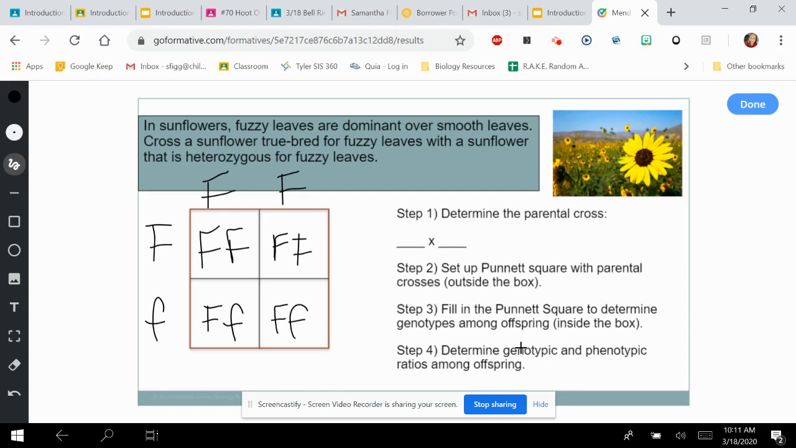So when we talk genotypes and phenotypes, you have 2 different genotypes. You have the homozygous dominant genotype up here in the top, homo meaning the same, dominant meaning capital letters. And then you have 2 heterozygotes, meaning their letters are different. They have a big and a little. But all 4 of them will have the same phenotype, physical characteristics, meaning they will all have fuzzy leaves. So that is how you run Punnett squares.